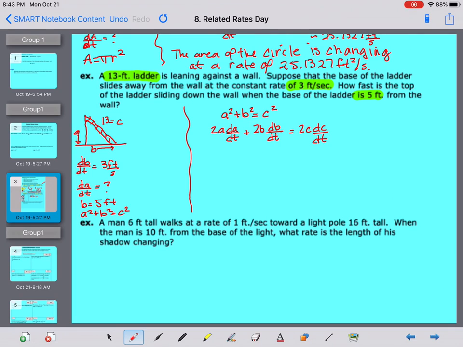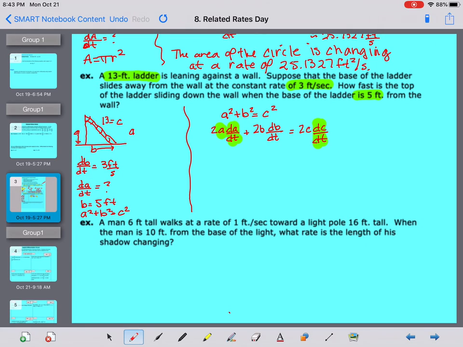The next step in our process is to start plugging in. Okay, so we know that our c value is 13. We know our b value is 5. We even know that our dB/dt is in fact 3. There are 3 things we do not know in this problem. We don't know dA/dt, that's what we're solving for, but we also don't know dC/dt, and we don't know A. But if I go back to my actual triangle, I can use my Pythagorean theorem to solve for that A value first. That's how we get our A value, going back to good old Pythagorean theorem.